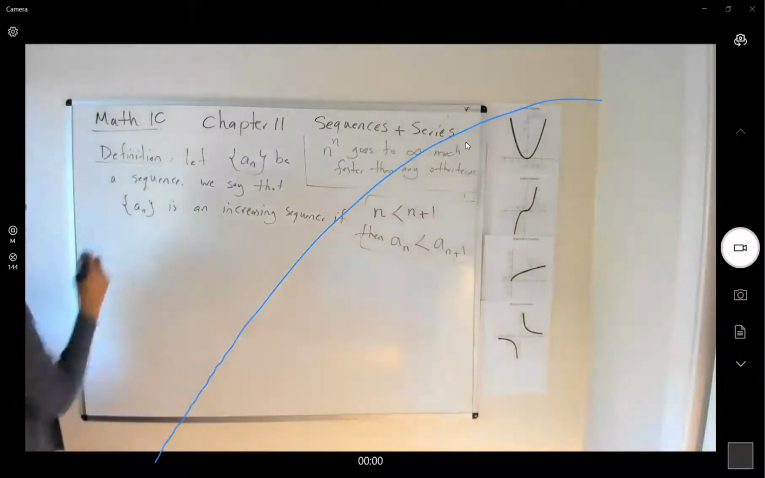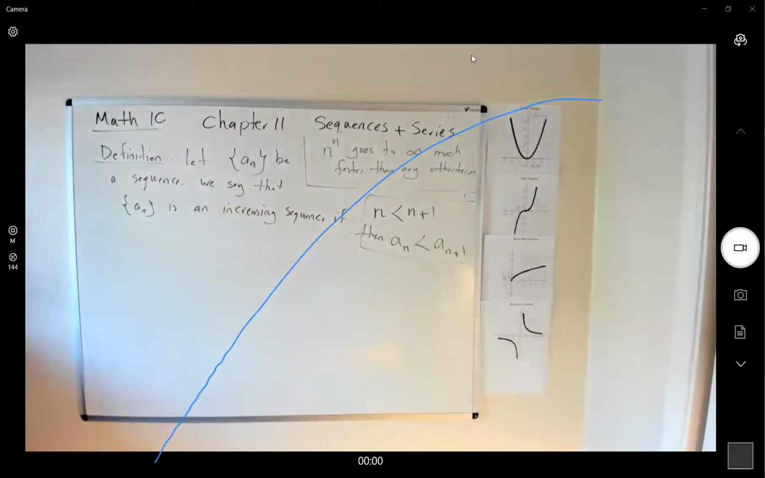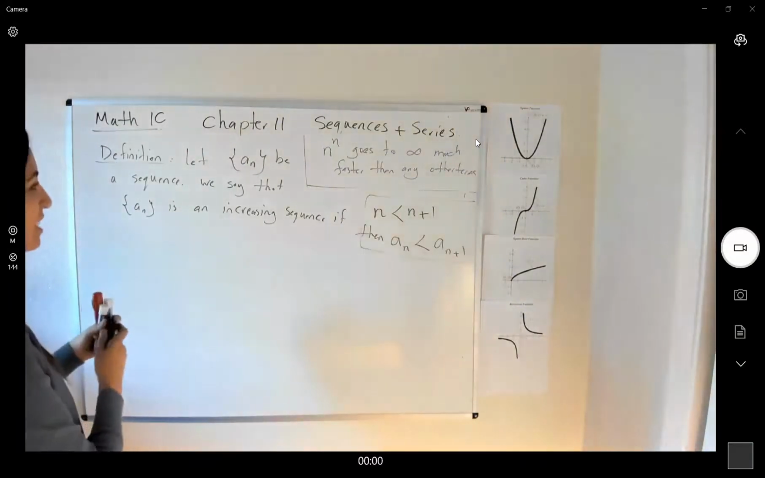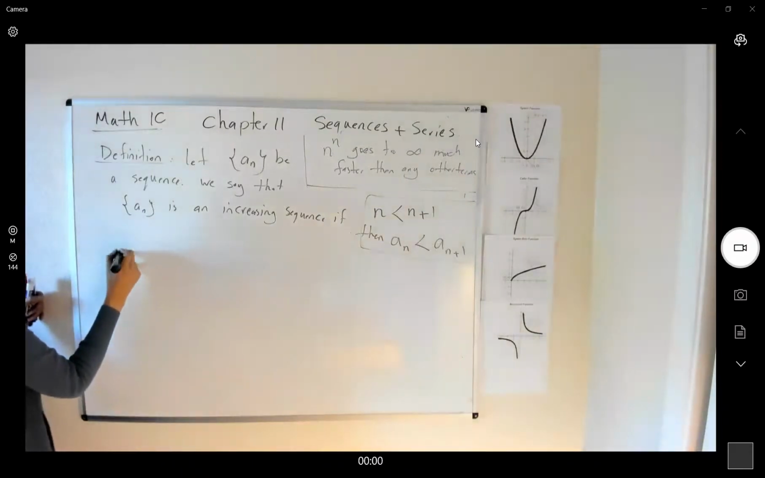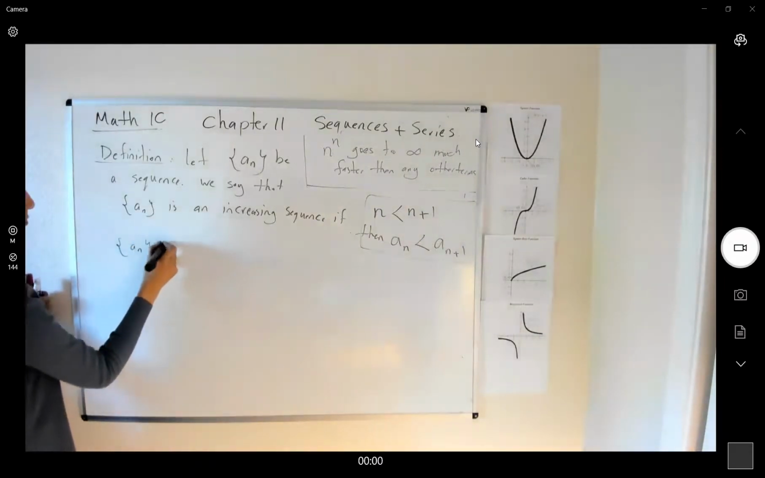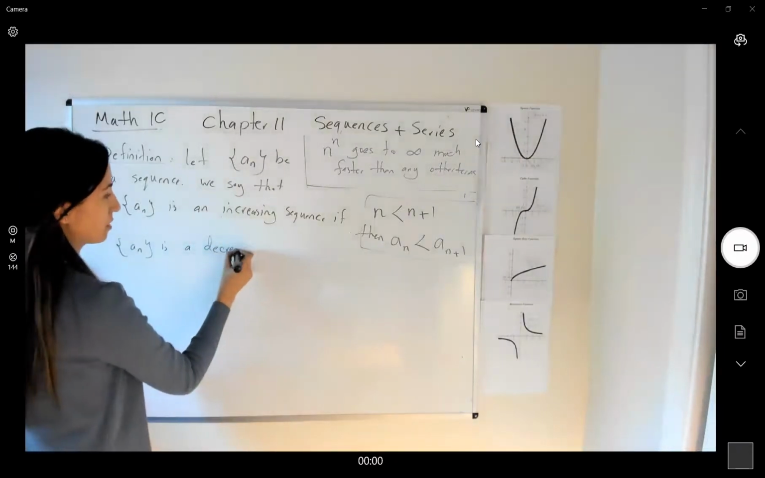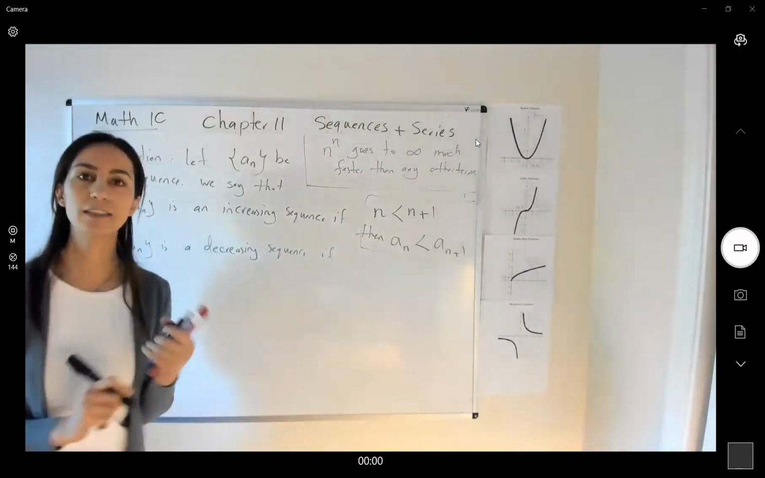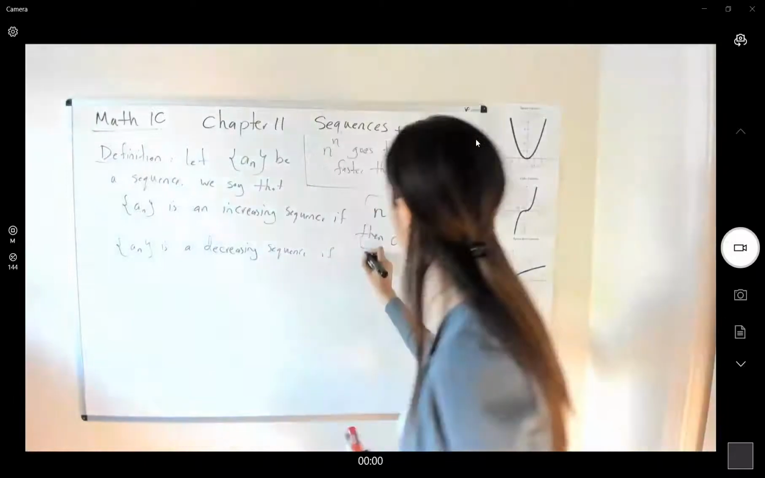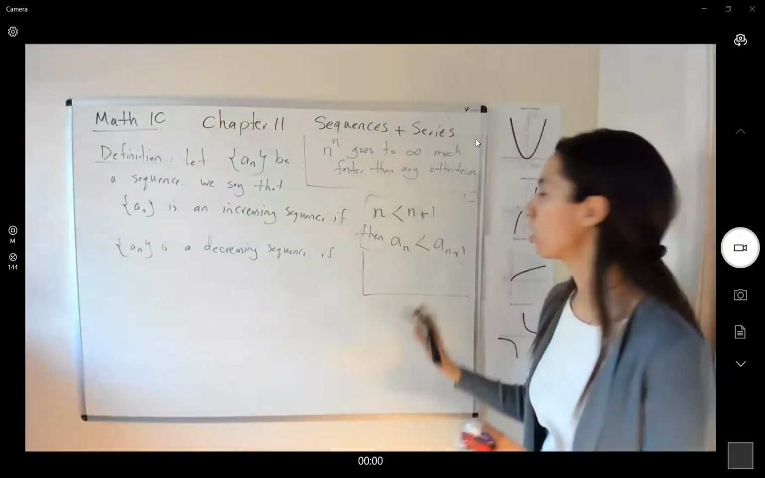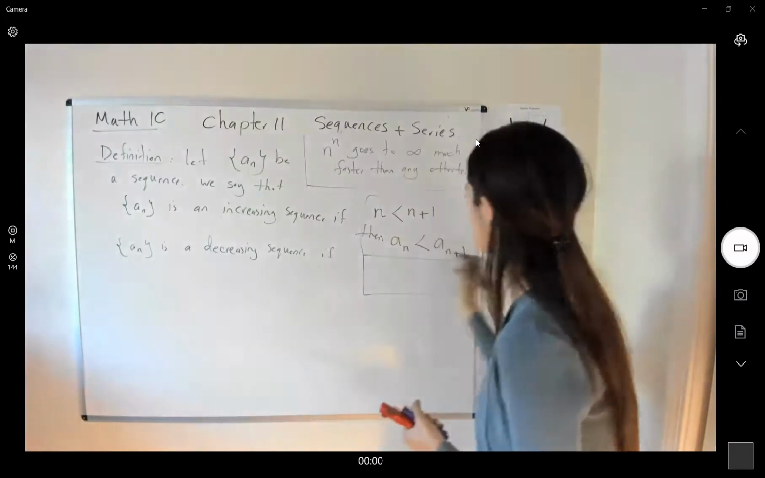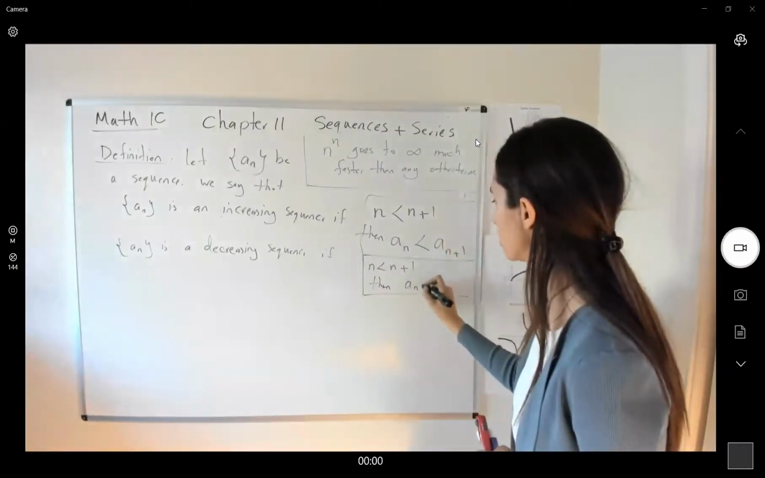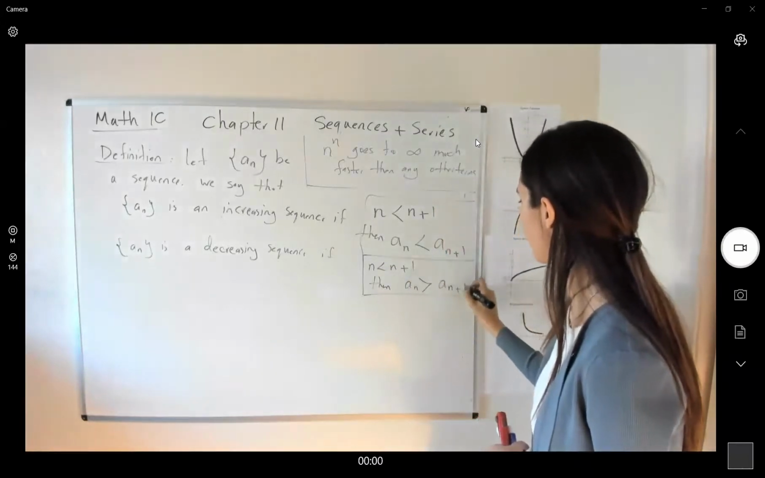And we say that a sequence a sub n is a decreasing sequence if n is less than n plus 1, then the general term is getting smaller and smaller.